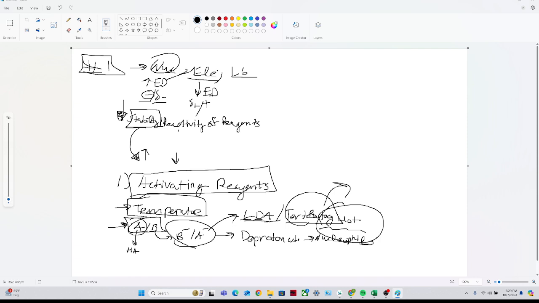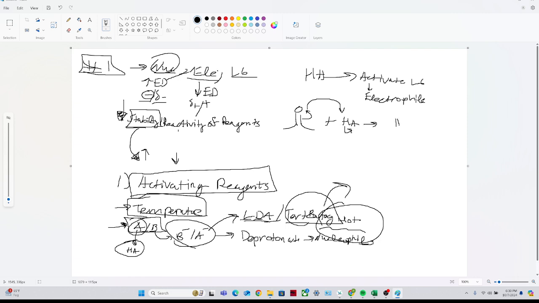So that's base, but what about acid? Now, acids can be used for two things. Acids could be used to activate your leaving group, or your electrophile. What do I mean by that? In the case in which you have, let's say, a carbonyl, a ketone in particular, you could treat it with acid, and you get electron pushing, boom, boom, and you get something like this.